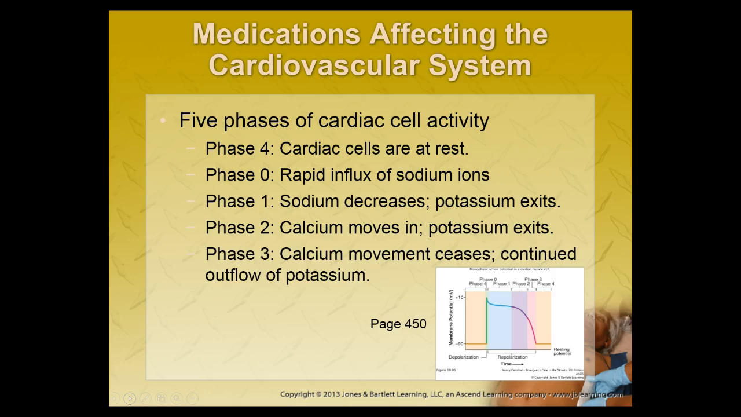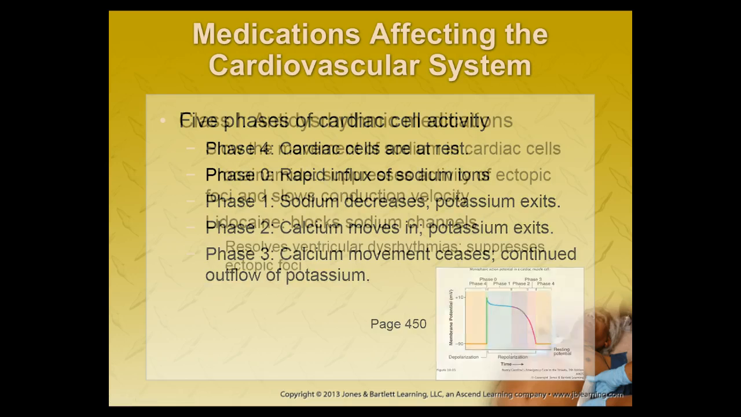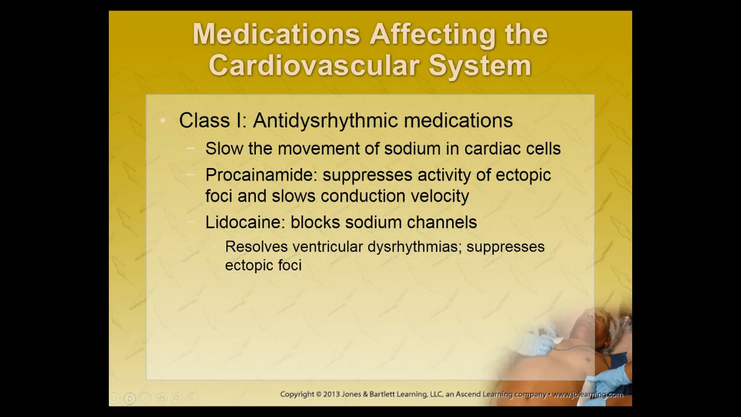Just know this for now. Phase 0, which is the rapid influx of sodium ions into myocardial cells, is what causes the heart to beat. And if you think about it, the heart, and we're talking about the ventricles here, has to actually push blood out into the body. We'll talk about how this particular chart lines up with EKG later on. The big complex that you see on an EKG called a QRS complex lines up more or less with phase 0. So the first class in the Vaughan Williams classification system is a class 1 antidysrhythmic.